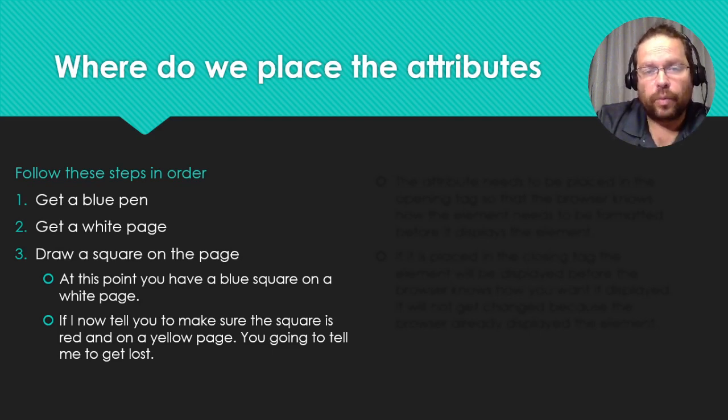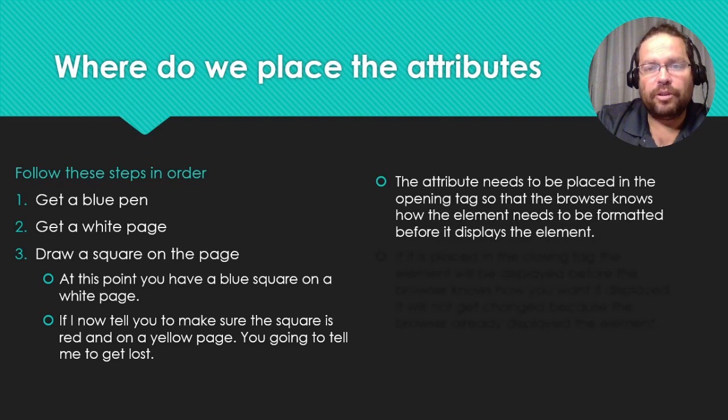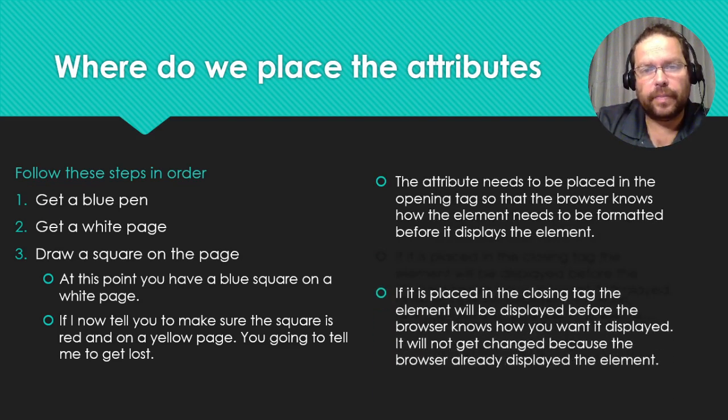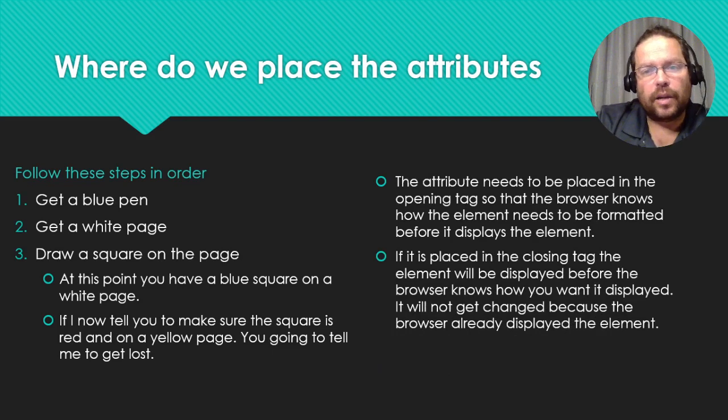So the order that we give instructions to the browser to read and to display a page is very important. So the attribute needs to be placed in the opening tag so that the browser knows how the element needs to be formatted before it displays the element. So if it is placed in the closing tag, the element will be displayed before the browser knows how you want it to be displayed. It will not get changed because the browser already displayed the element.